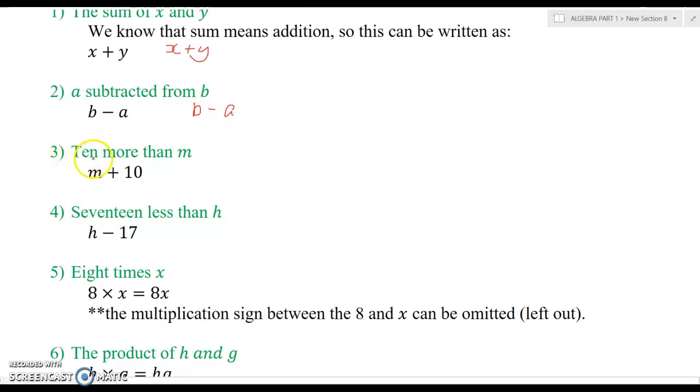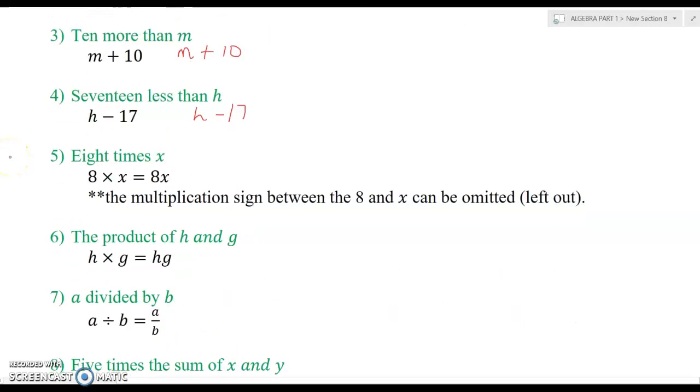Number 3. 10 more than m. More than means that they're adding on, right? So m and then they're adding on 10. 10 more than m. Number 4. 17 less than h. So you have h and it's 17 less, meaning they're taken away now.